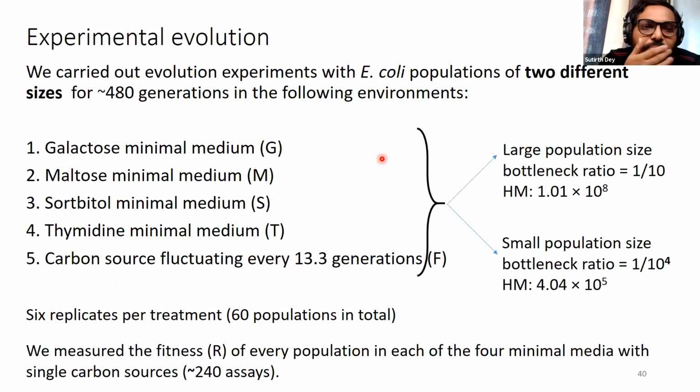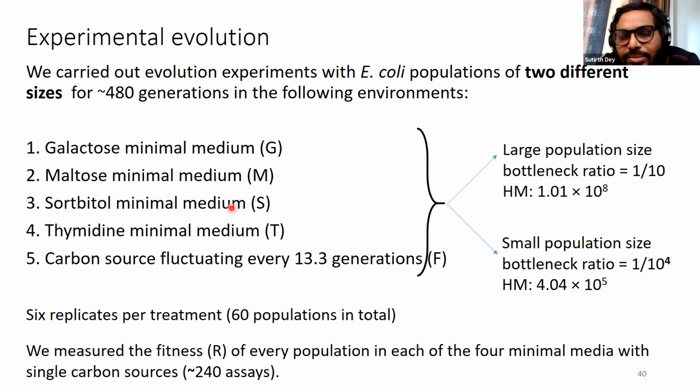So what did we do? Again, we did experimental evolution, again E. coli, again MG1655. This time we had 5 different treatments. In one of these treatments, the carbon source was fluctuating every 13.3 generations, over 4 different carbon sources: galactose, maltose, sorbitol, and thymidine. And the corresponding controls were treatments in which these carbon sources were continuously present. So there are no fluctuations happening.